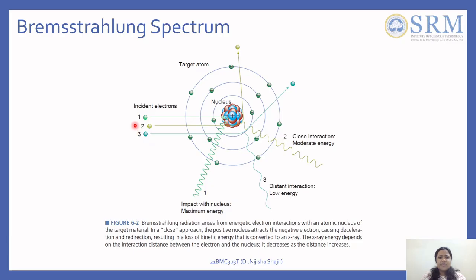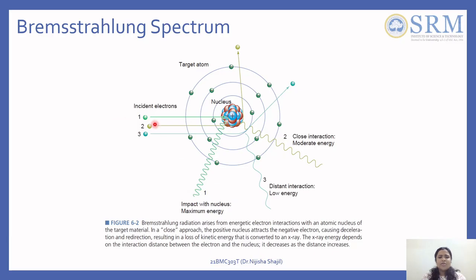If it goes close and directly into the nucleus, at that time you have maximum impact happening at that point. In that case you have high energy X-rays produced. Because it comes and totally gets stopped, the whole kinetic energy is converted totally into an X-ray. So the X-ray impact will be high, and high energy X-rays are produced.